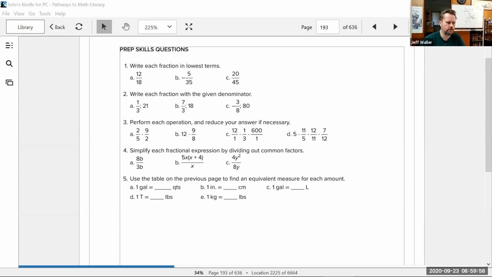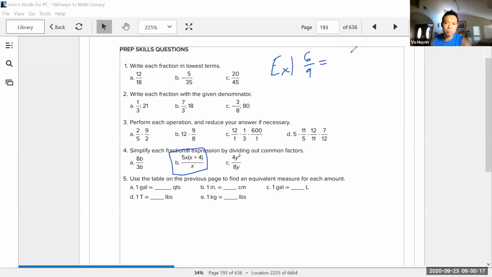Let's see. So let me write on there. So we're looking at this problem right here, but let me do an example that relates to what I'm about to say. Exactly how would 6/9, how would you reduce that? 6/9. Well, it would be 2/3. Yeah, why? Because 6 is 3 times 2, and 9 is 3 times 3.